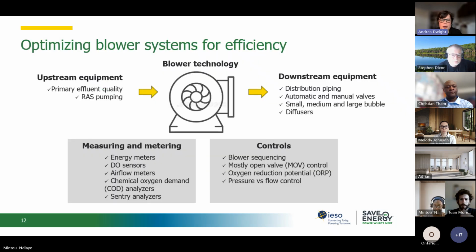So we're going to go from talking about the technologies to talking a little bit about some consideration of upstream equipment, downstream equipment, what things you can measure and monitor, and how you might want to try and use controls to save energy. Again, this is a holistic approach because the blowers need to work hand in hand with a whole bunch of different systems. So I'm going to throw this over to Melody, and she's going to take us through upstream equipment and some measuring and metering discussions.